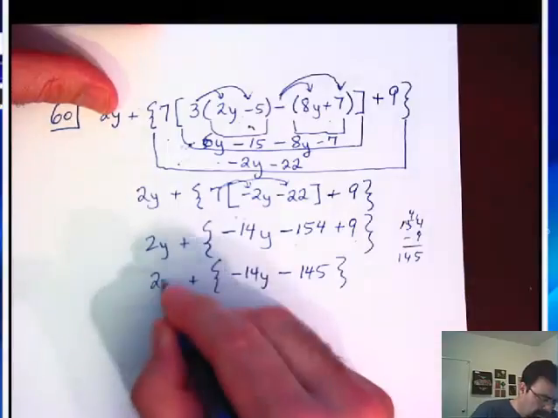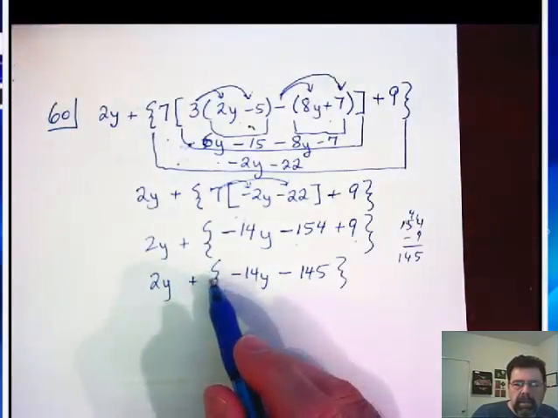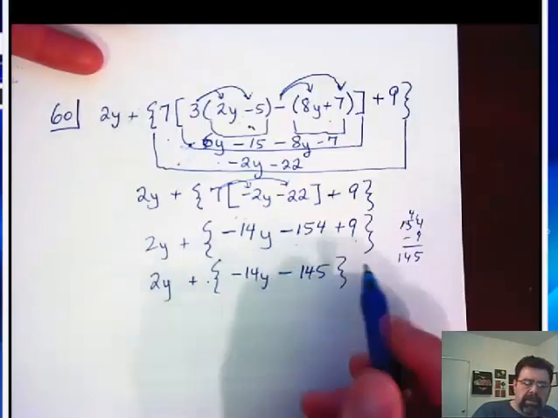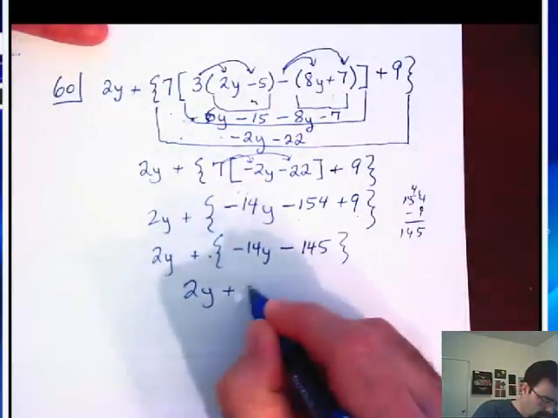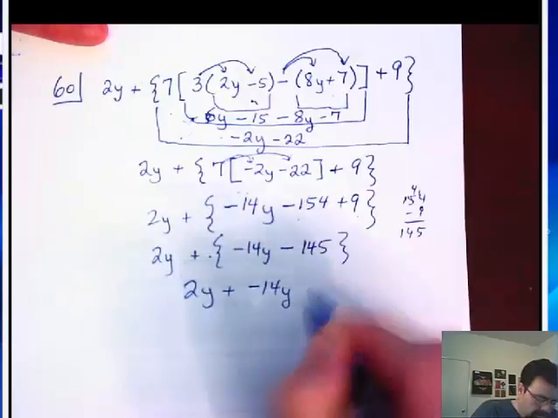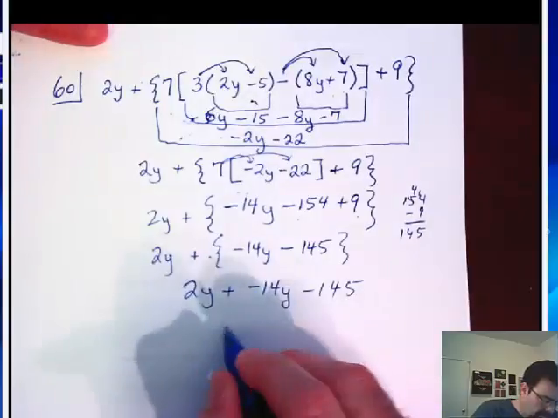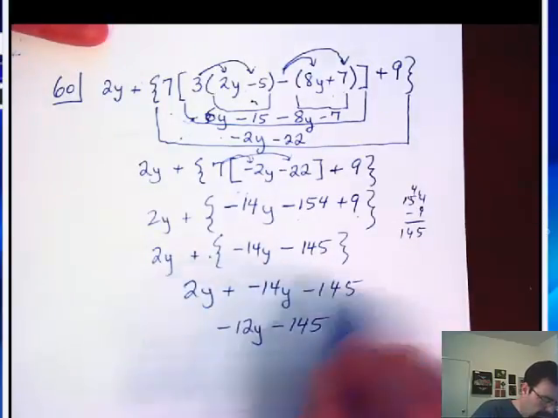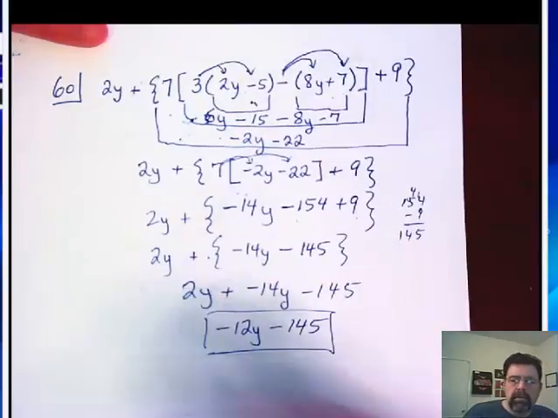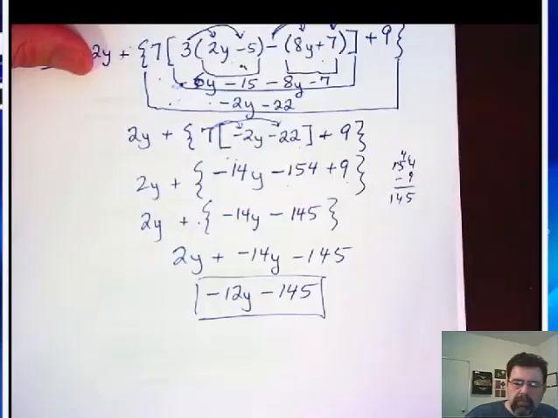Okay, now there's nothing else I can do inside, so then that's when I do the distributive. Well, there's nothing out here, it's a positive 1, so essentially I can just drop these braces and combine like terms. Negative 2y minus 14y, and then just write down the number, and there you go.